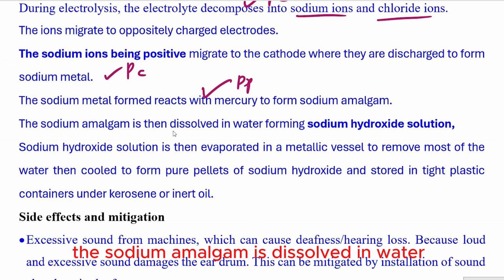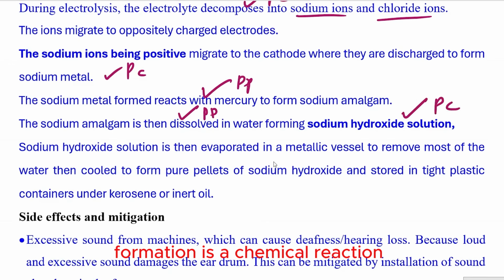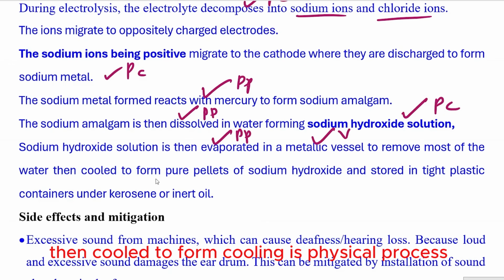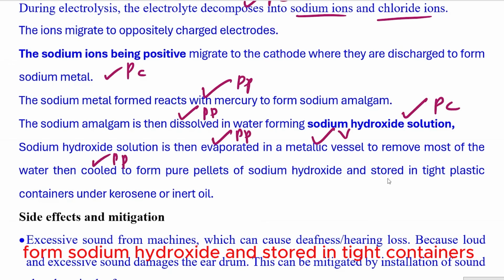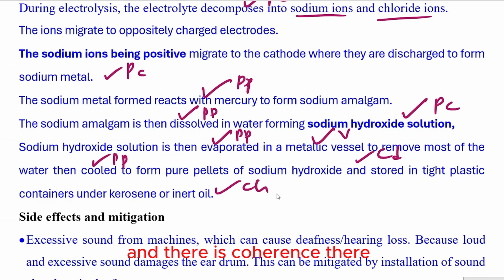The sodium amalgam is dissolved in water, a physical process, forming sodium hydroxide. Formation is a chemical reaction because something has taken place there. Sodium hydroxide is then evaporated, a physical process, in a metallic vessel to remove most of the water, then cooled to form sodium hydroxide. Cooling is a physical process. It is stored in tight containers. So you have actually converted to the desired product and there is coherence there.